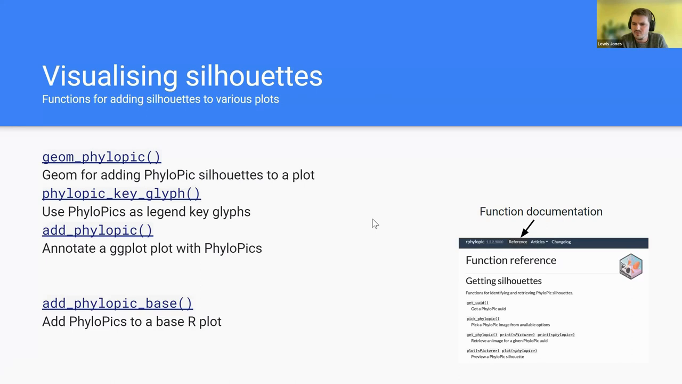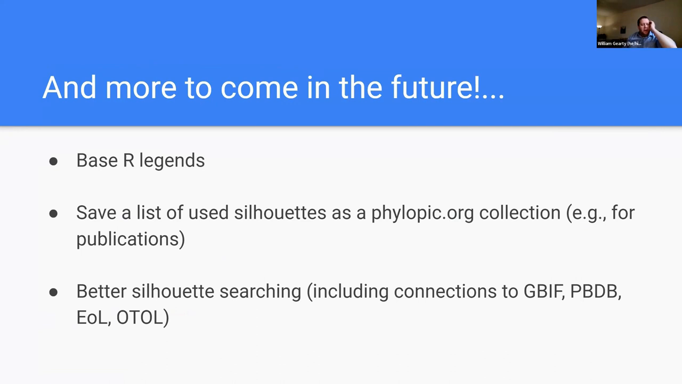Oh, yeah. Going back to the point of our GitHub and looking for issues and feature requests, we already have things in the pipeline and plans for the future. But of course, these are not the full list, and we are happy to add other features. As I showed before, we have little legend icons in ggplot. We're hoping to add those for base R in the future.